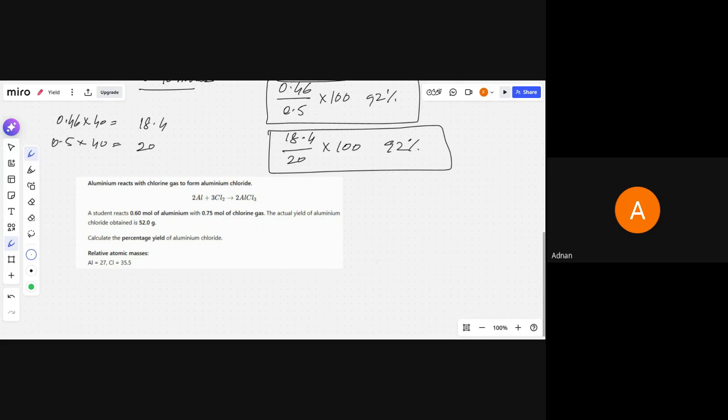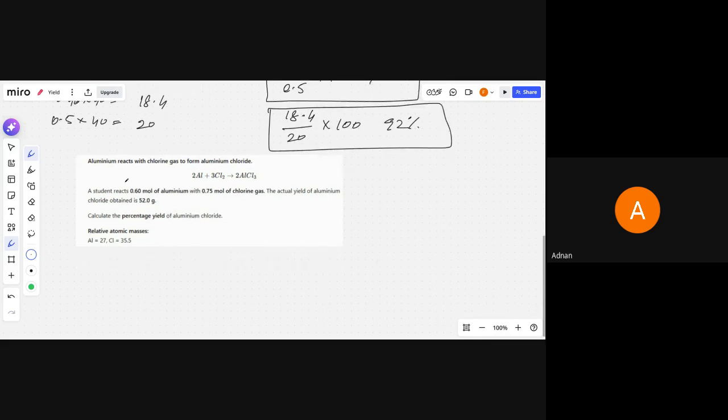So let us take a look at this one. Let's read this question, which says that aluminum reacts with chlorine gas to form aluminum chloride. The balanced equation is given, and the question says that a student reacts 0.60 moles of aluminum with 0.75 moles of chlorine gas, and the actual yield of aluminum chloride obtained is 52 grams.